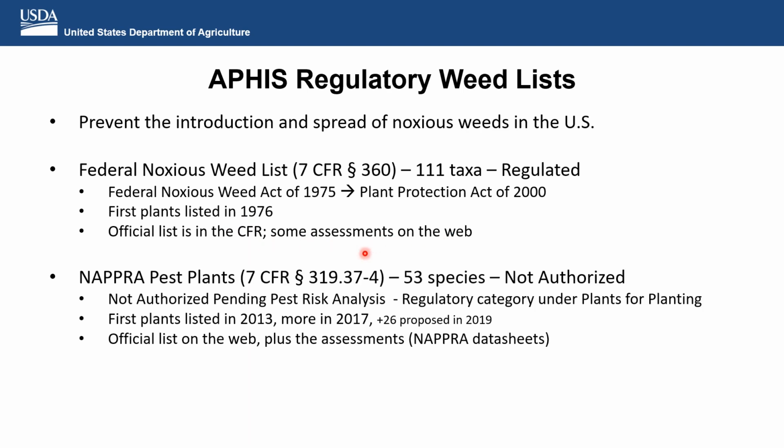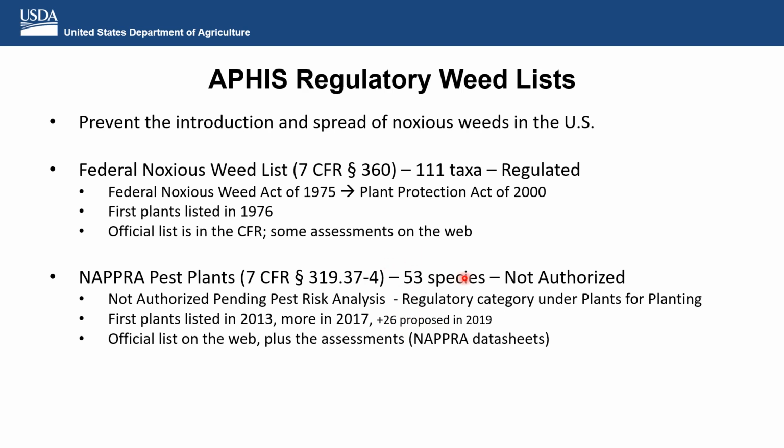The second category of regulated plants is our NAPRA pest plants. NAPRA stands for Not Authorized Pending Pest Risk Analysis. This is a regulatory category under our Plants for Planting reg, and it basically relates to those kinds of plants. So we're saying if some importer wants to bring in these plants that are on this list, then we say no, you can't bring them in right now until we more fully evaluate them. And based on that evaluation, we may decide to either keep them on the list, potentially regulate them as noxious weeds, or take them off the list.